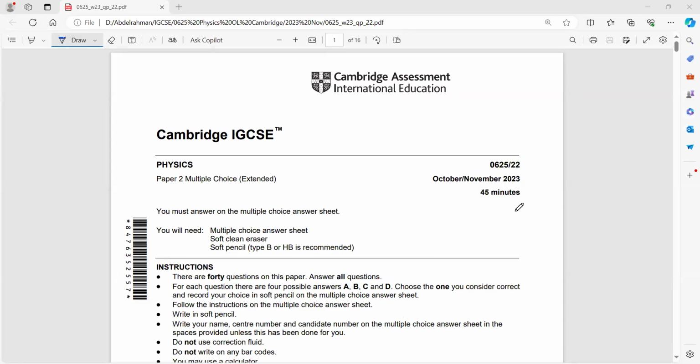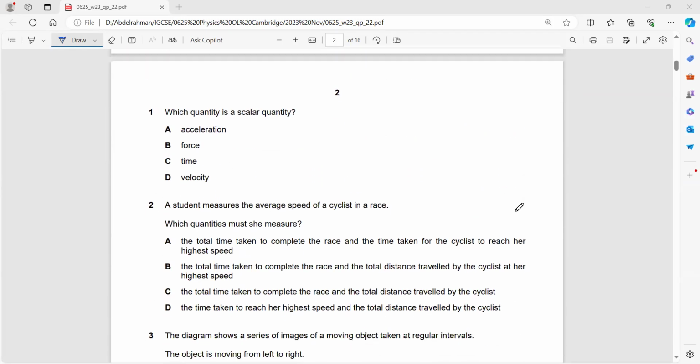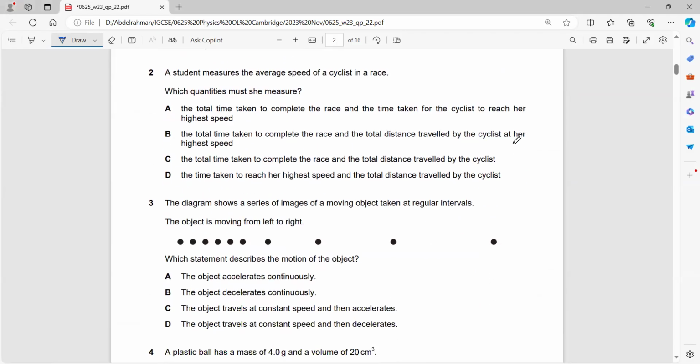November 2023, paper 2, variant 2. Question 1, which quantity is a scalar quantity? Scalar quantity is time. Definitely time, because there's no direction.